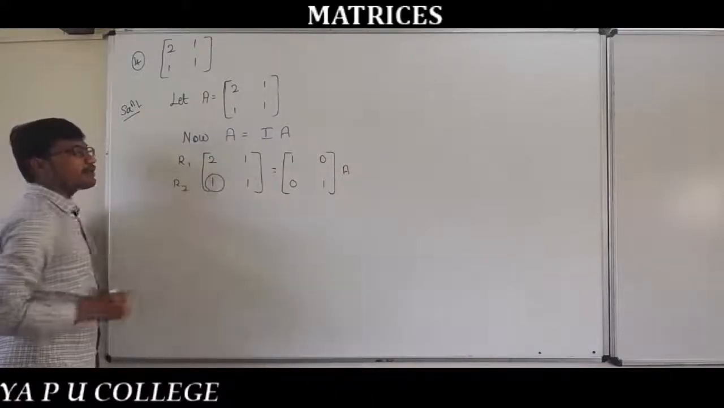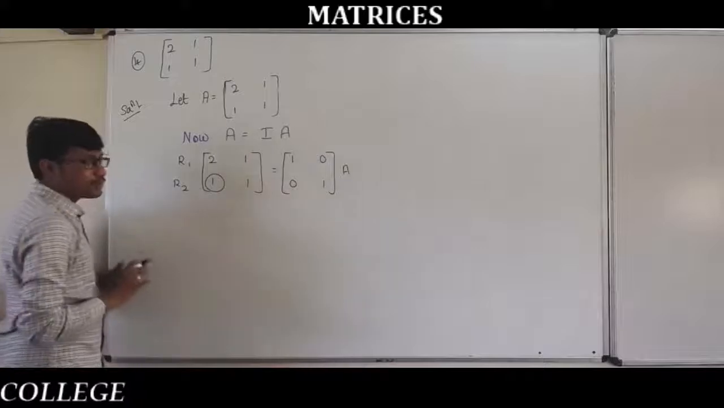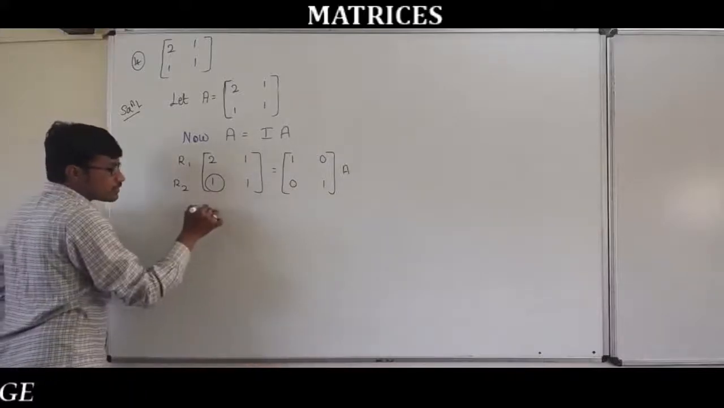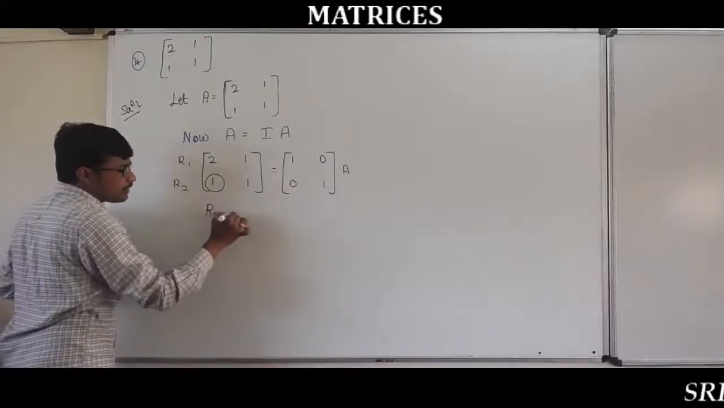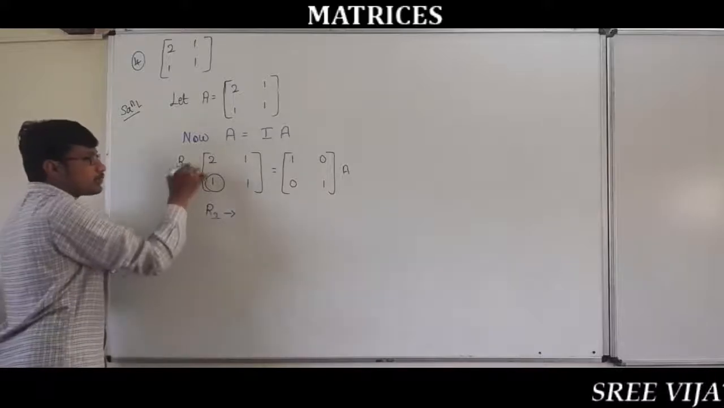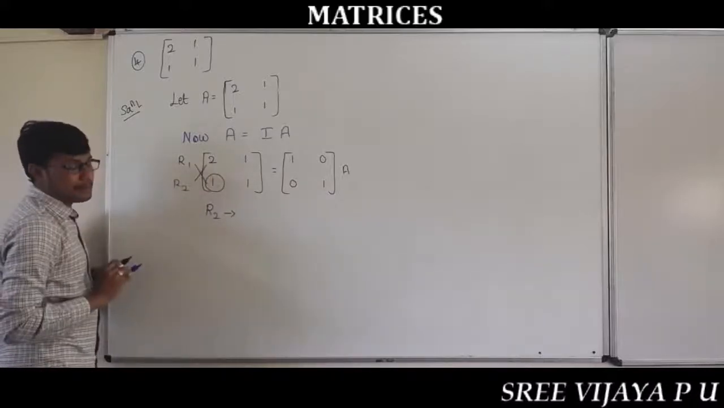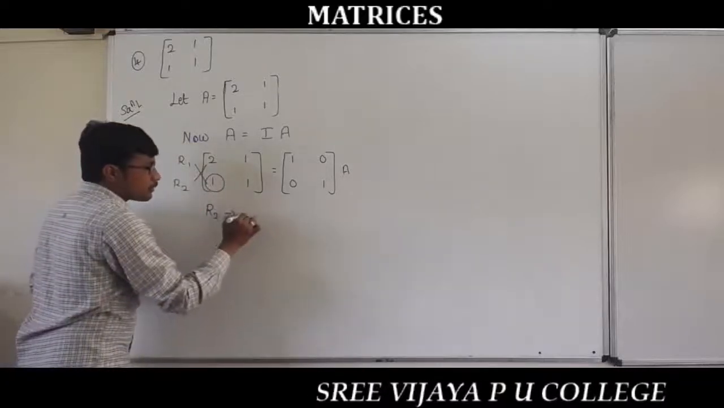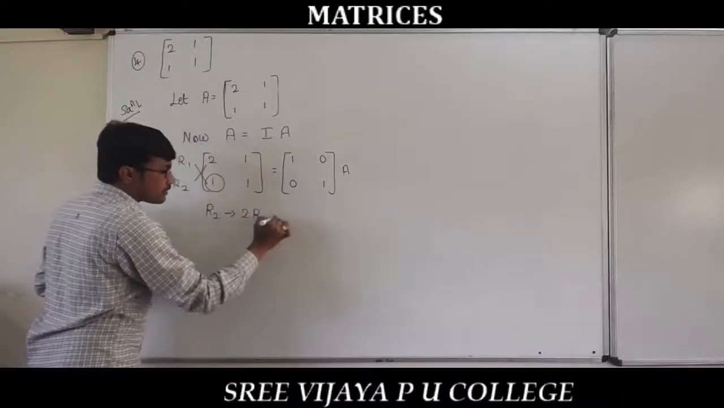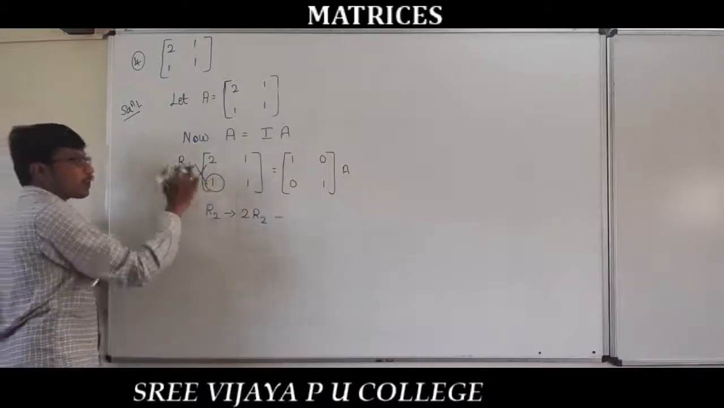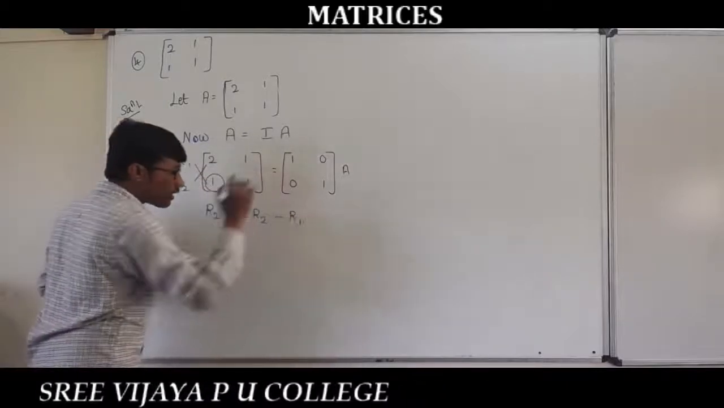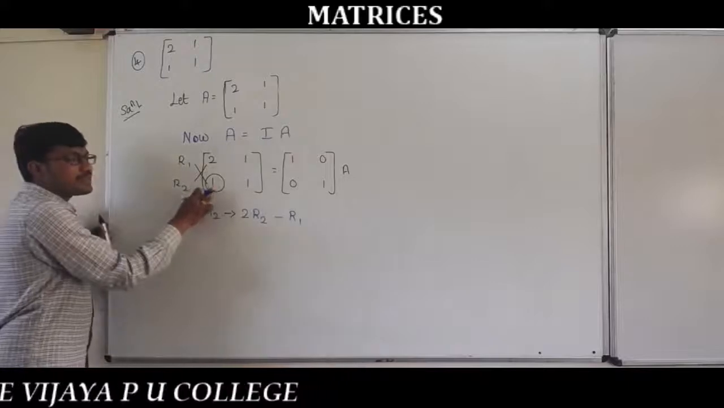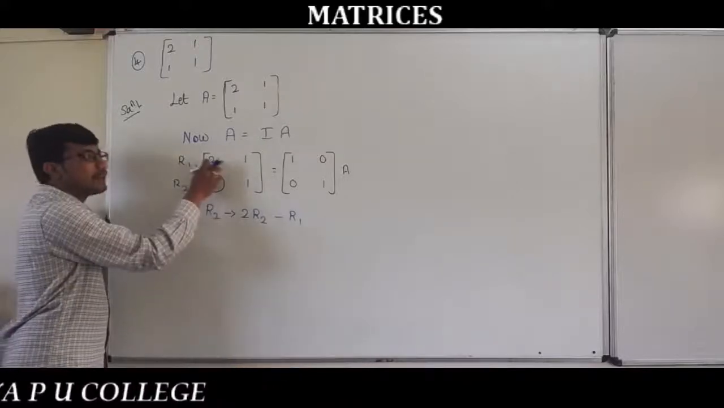To make the first element of R2 a 0, which row can you change? The second row will be changed. For that you can do just a multiplication. Which one can you take? 2 into R2, that is twice R2, and you can subtract 1 into R1, which is just R1. So this is the element in R2, this is the element in R1.